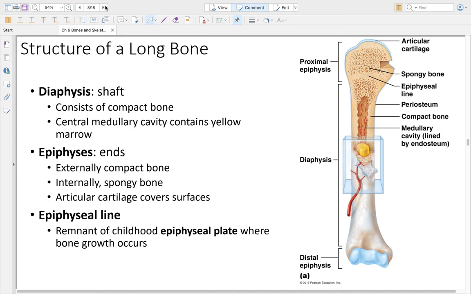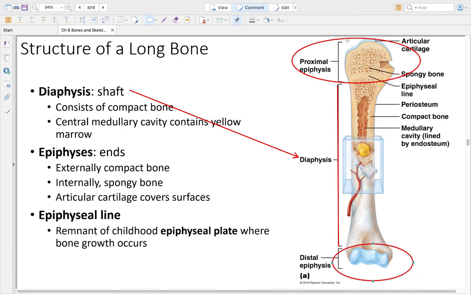Okay, next is the anatomy of the long bone. All right, so let's start with the locations. So we have the diaphysis, which is the shaft of the bone. This whole region. All of this is the shaft, aka the diaphysis. The ends of the bone are referred to as the epiphysis. This one's the proximal epiphysis because it is technically higher up in the body, distal epiphysis.